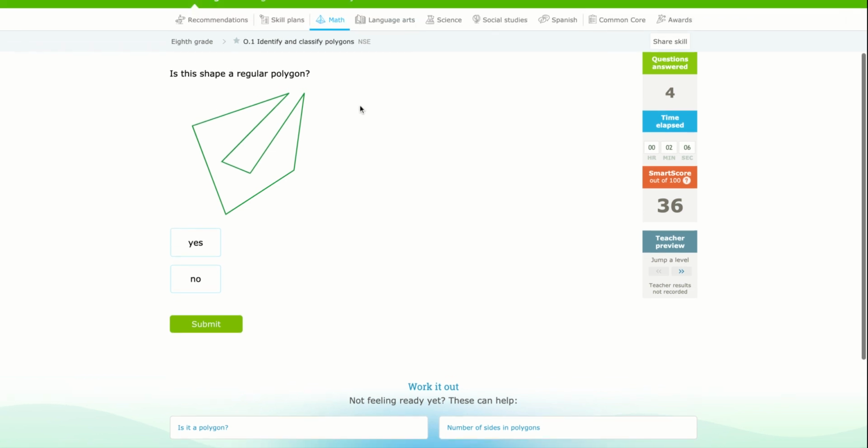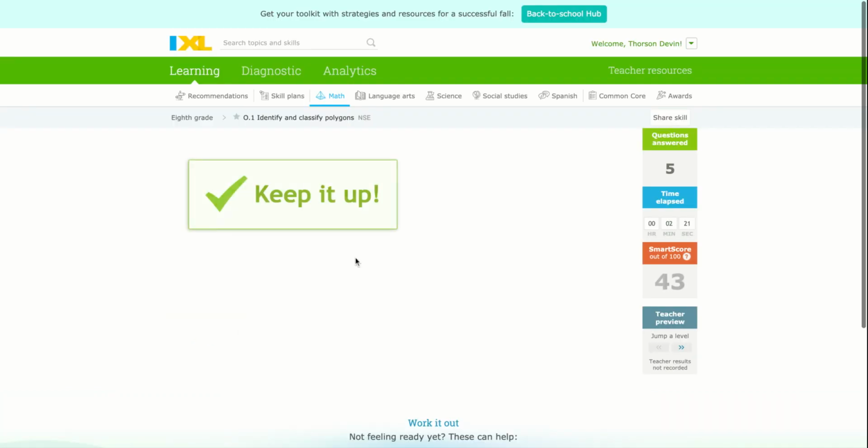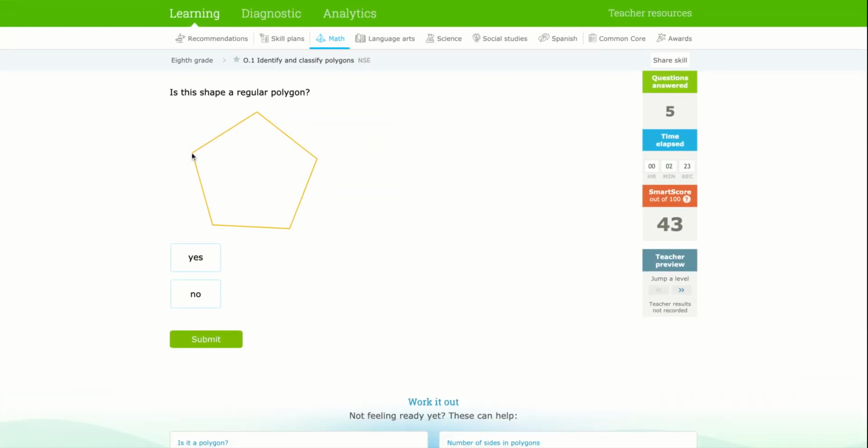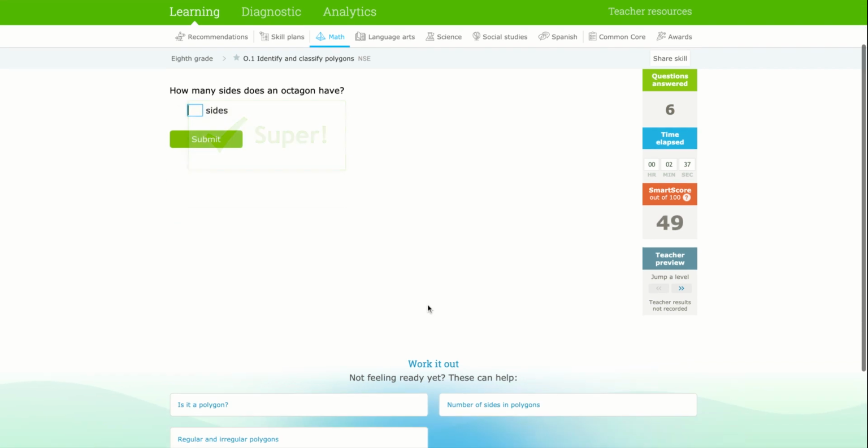Now, what's a regular polygon? A regular polygon means that all the sides have to be the same length, and all the angles in the polygon have to be the same measure. This is definitely not a regular polygon. This is a concave polygon, but it's definitely not regular, because a regular polygon has all the same side lengths and all the same angle measures. So this would be a regular polygon. All the side lengths are equal. All these angles look like they're the same measure. So yes, that one would be considered a regular polygon.